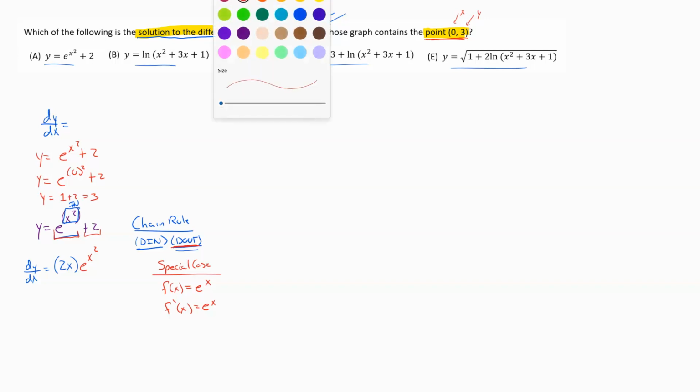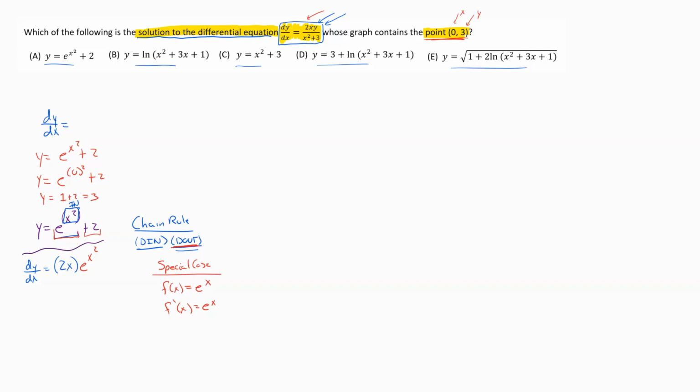So now what we have to do is say, does our little derivative right here fit that derivative equation that they started us with? So if I plug in all my pieces into that starting derivative, do I end up getting back what I just ended up having? And so to do this, you would say, okay, dy/dx equals 2x.